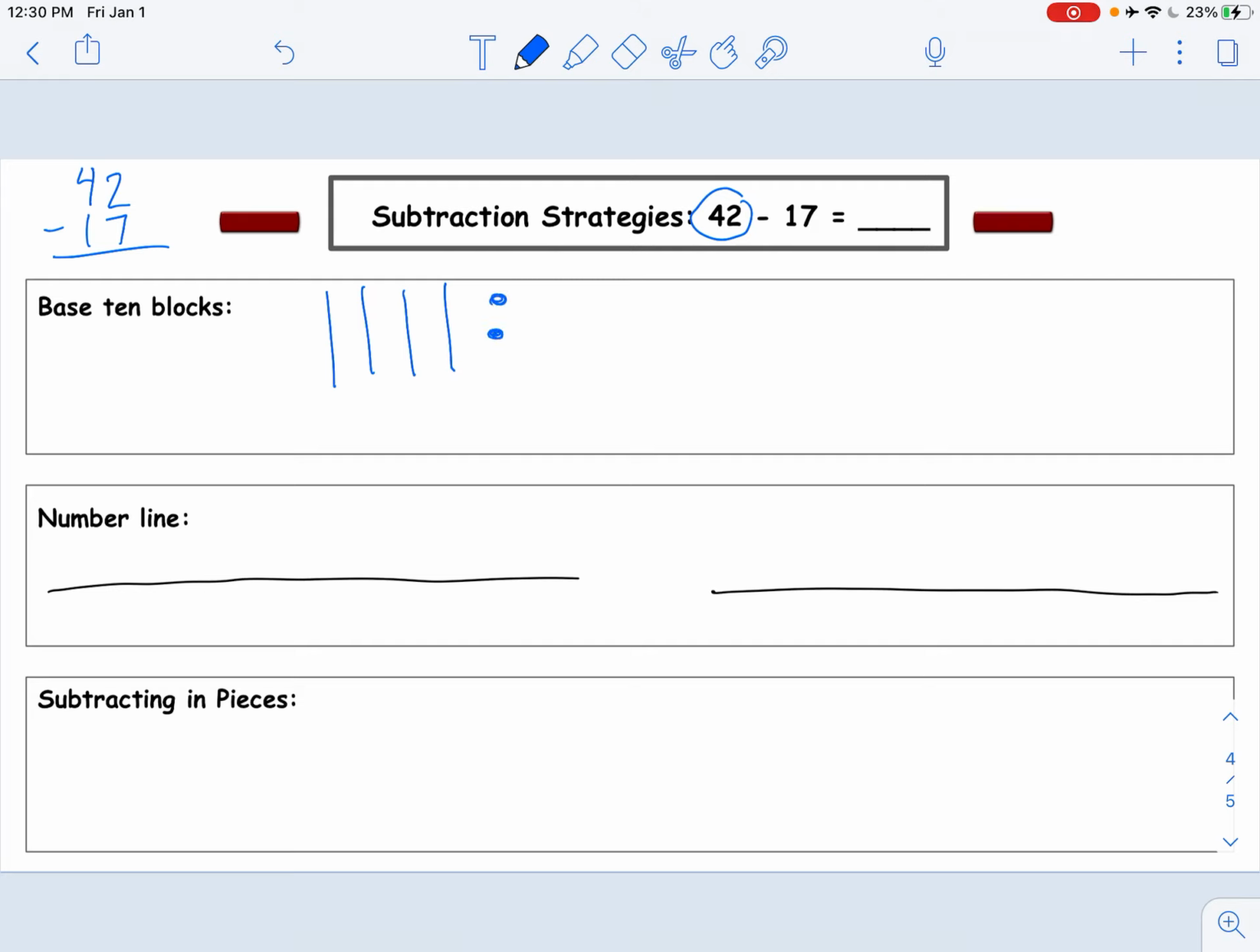And then we need to subtract 17 from that 42. This is a great visual for students to see, oh, okay, I can take 10 away, but uh-oh, I cannot take 7 ones away from the 2 ones. I don't have enough ones. So before we can do any subtraction, we need to borrow. And I'm going to borrow from my tens. So I'm going to take away a 10 and change it into 10 ones. So I get 1, 2, 3, 4, 5, 6, 7, 8, 9, 10.